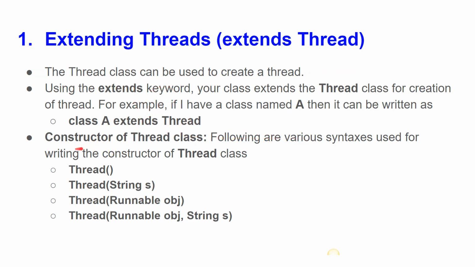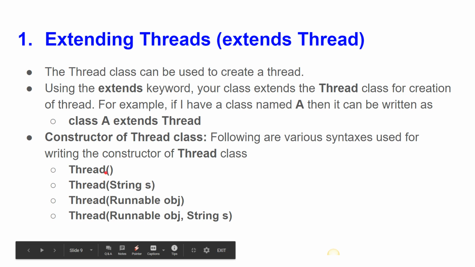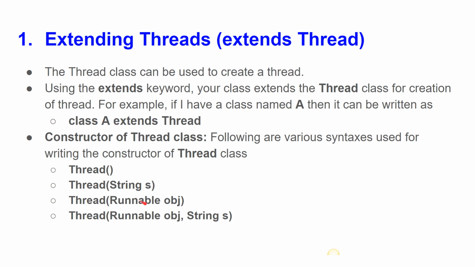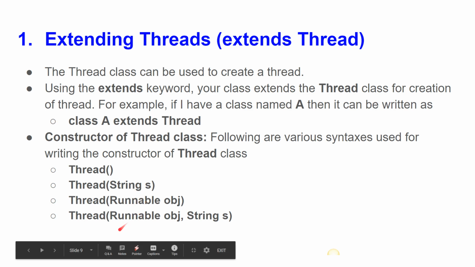Now the constructors of the Thread class: following are the various syntaxes used for writing the constructor of the Thread class. The class name and constructor name should be the same. The class name is Thread, and the constructor name should also be Thread. Here there are no parameters, here one parameter, here again one parameter but differing in the type of parameter. Here it is String type, here it is Runnable object type. And then here two parameters: a Runnable object and a String s. So this is constructor overloading. It's all about the constructors of the Thread class.